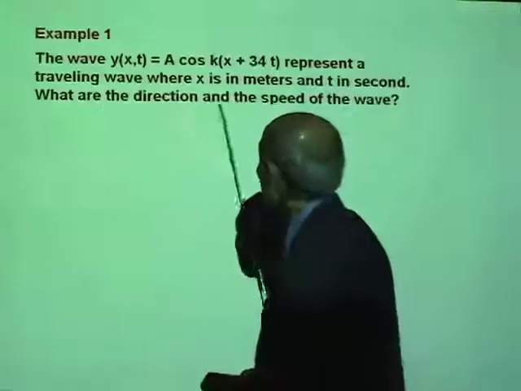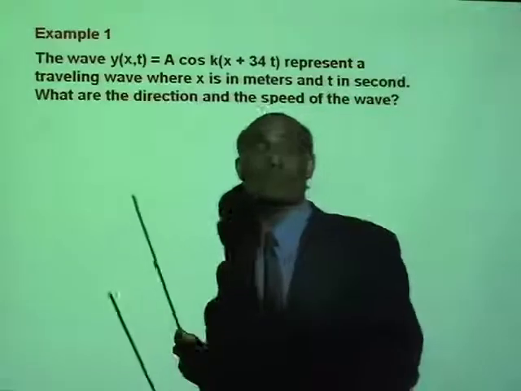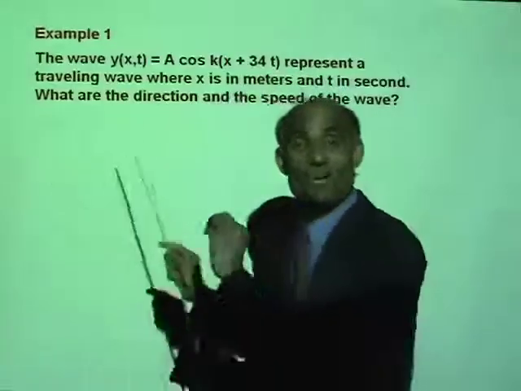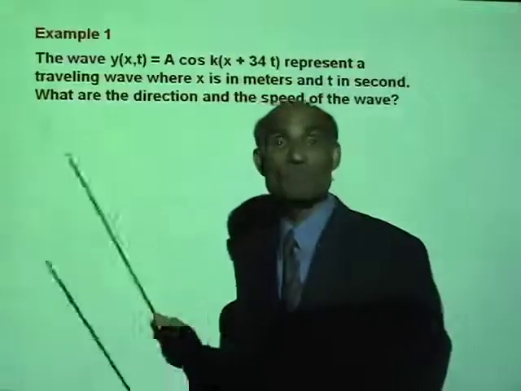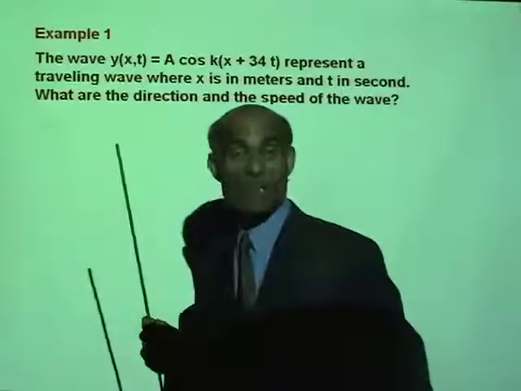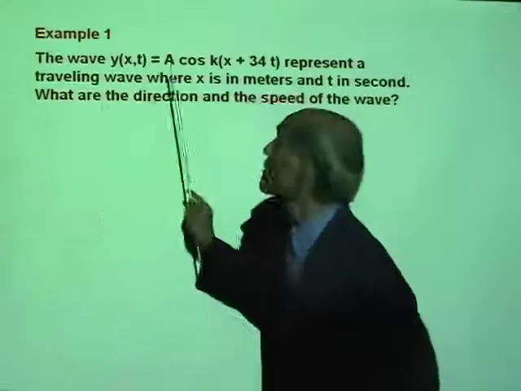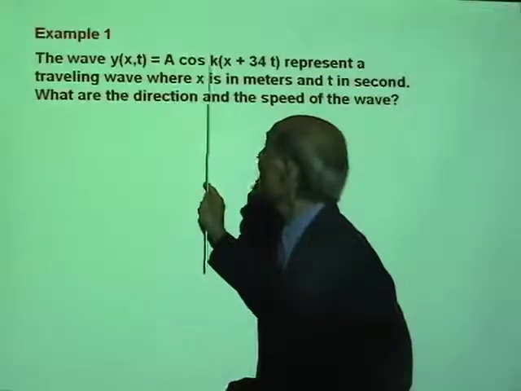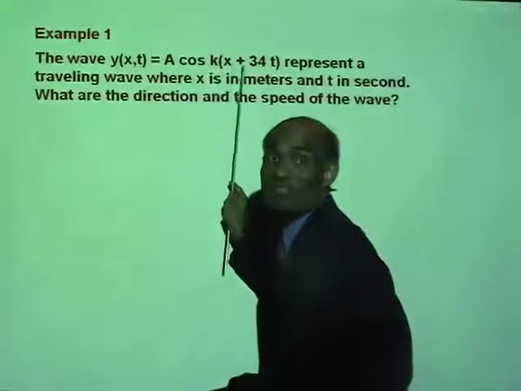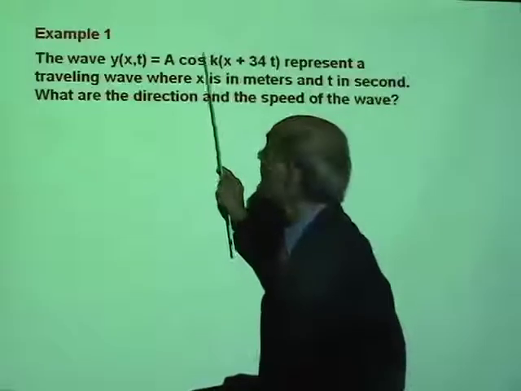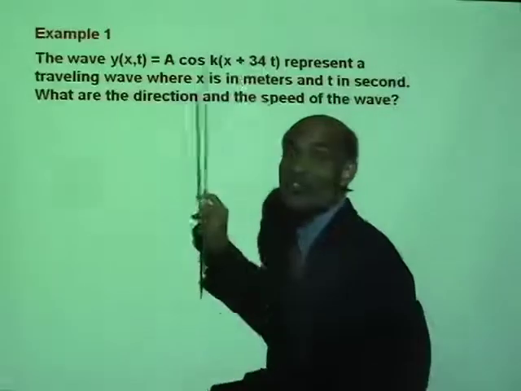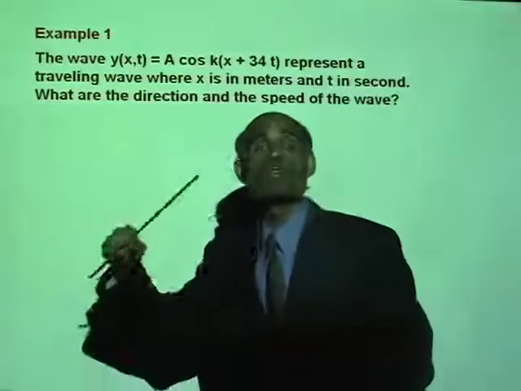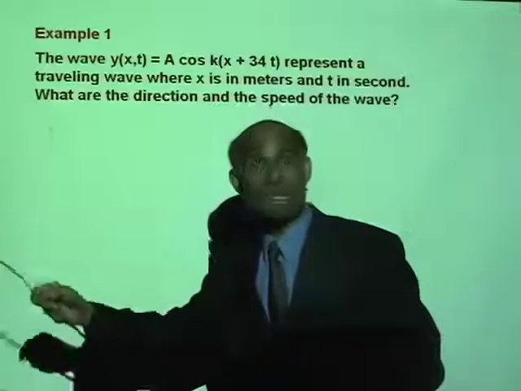What are the direction and the speed of the wave? There's nothing to calculate here. Just look at the general equation. If you notice, the general equation of a wave will be y(x,t) is a cos k times (x plus vt). You see, when the k is outside, this is of the form k times (x minus vt) or k times (x plus vt).